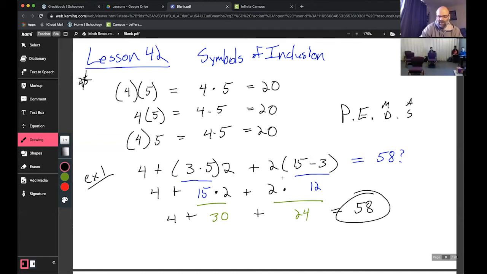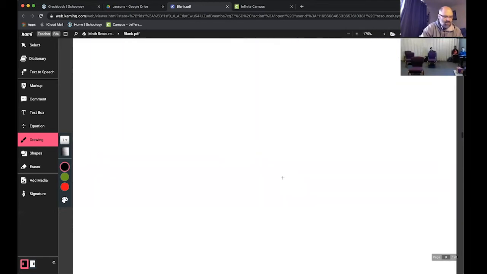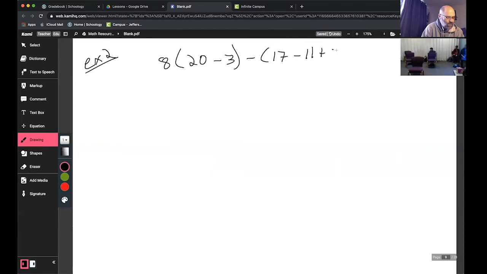See if you guys can chime in on this. Here's example 2. 8, right next to this parenthesis. All right, see if you can do that. This is going to take a little work. There's kind of a big multiplication problem in there somewhere.